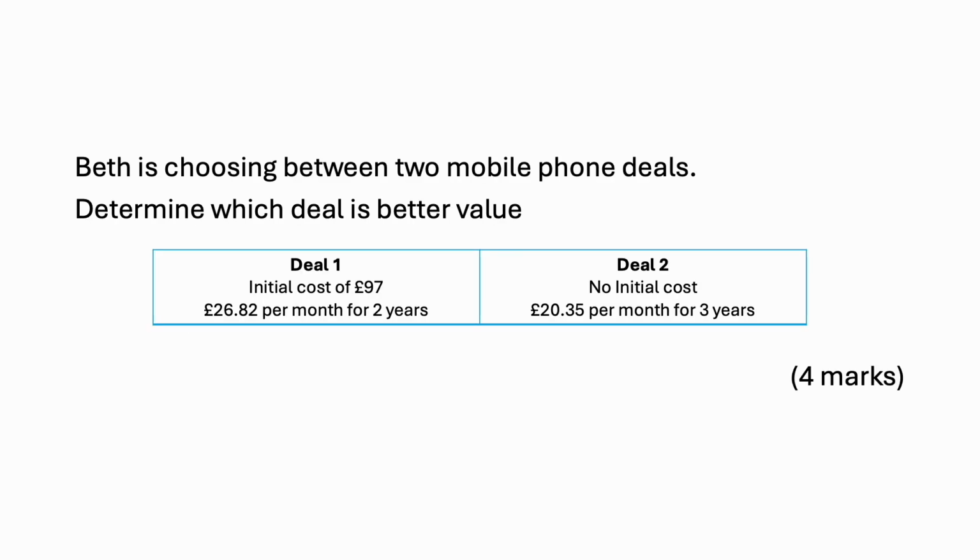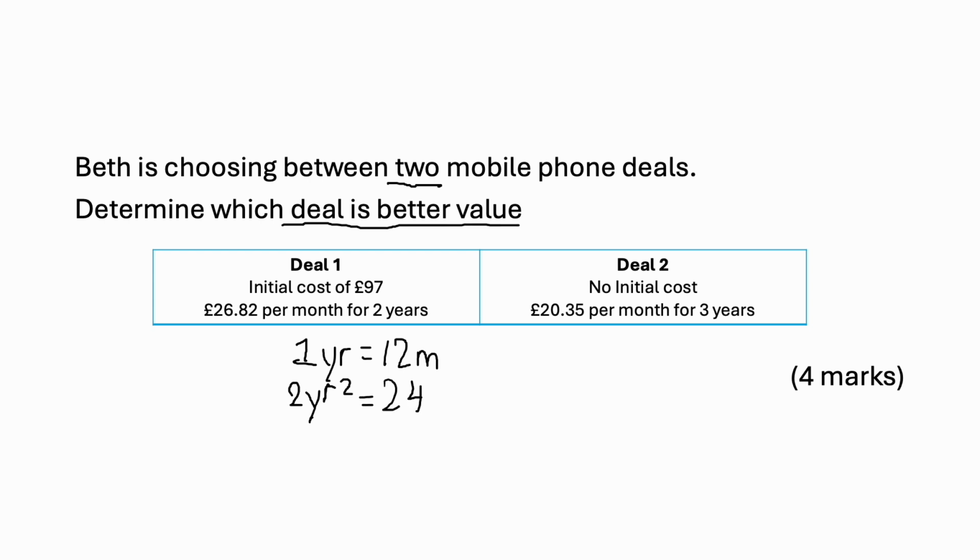Okay, so let's look at this question here. Beth is choosing between two mobile phone deals. Determine which deal is better value. So deal 1, initial cost of £97 and £26.82 per month for 2 years. In 1 year there are 12 months, so 2 years would be 24 months.